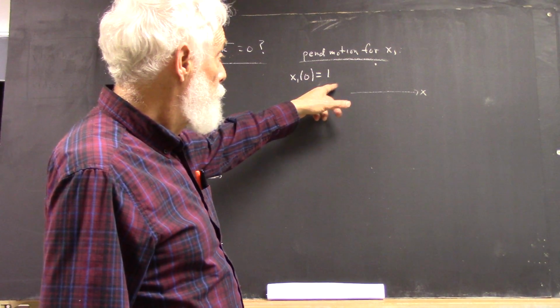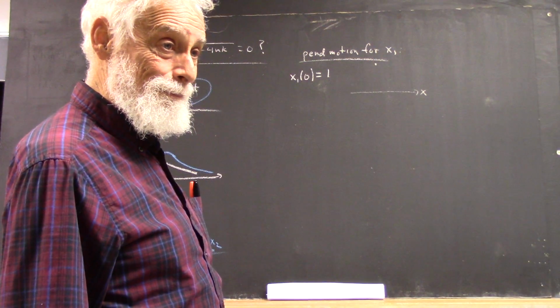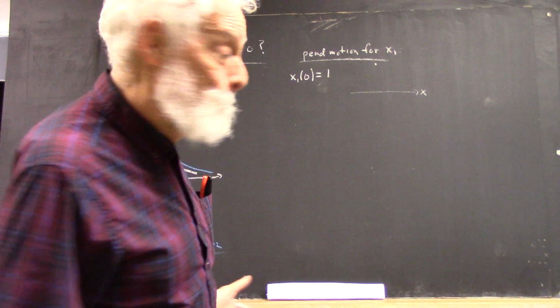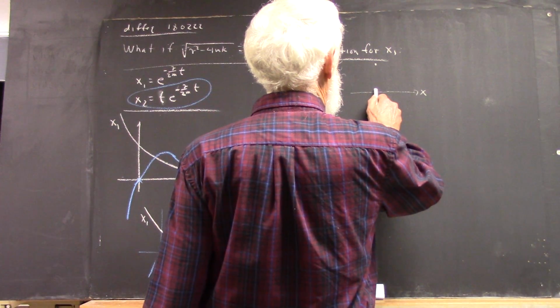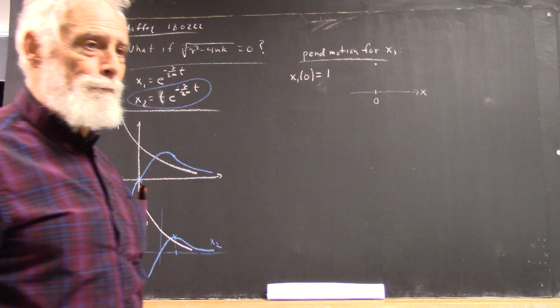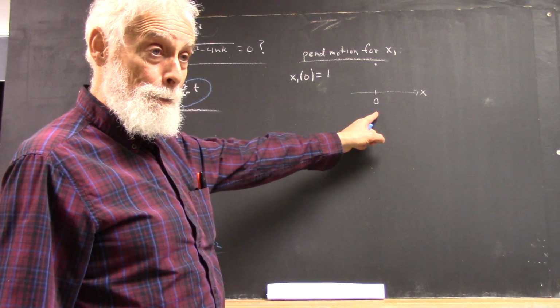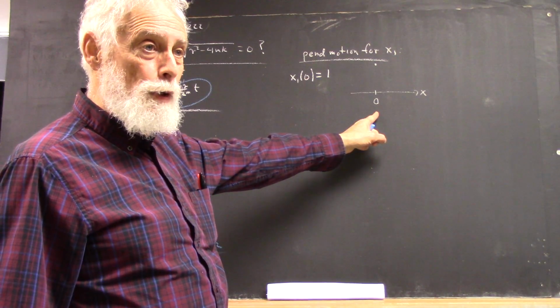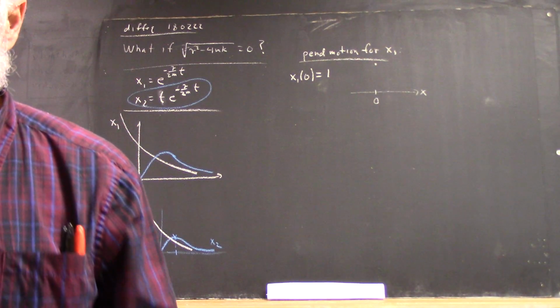Right. Okay, so here's a pendulum. There's no pendulum there. You're going to draw the pendulum, right? And here's x equals 0. This is the equilibrium position, right? Right. Is the pendulum here at time t equals 0? No. Where is it? It's at x. Draw the picture.